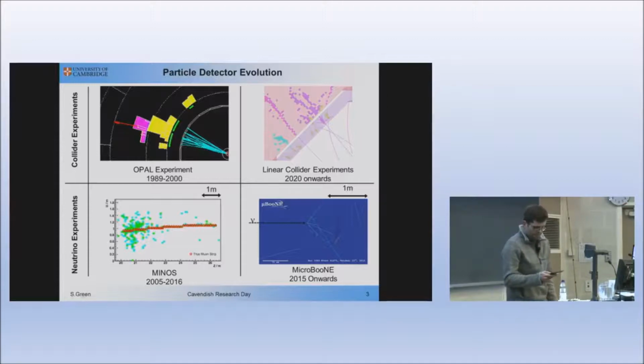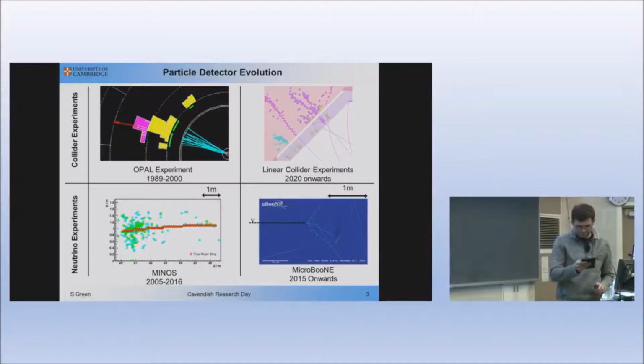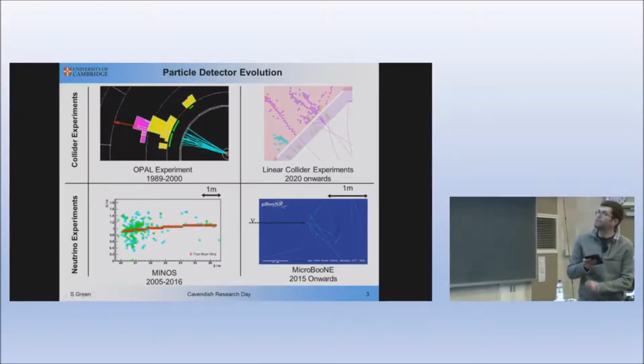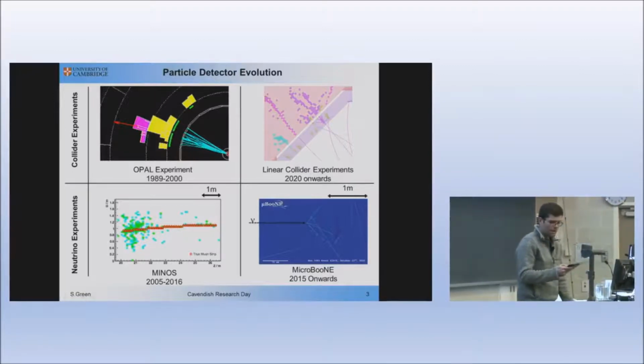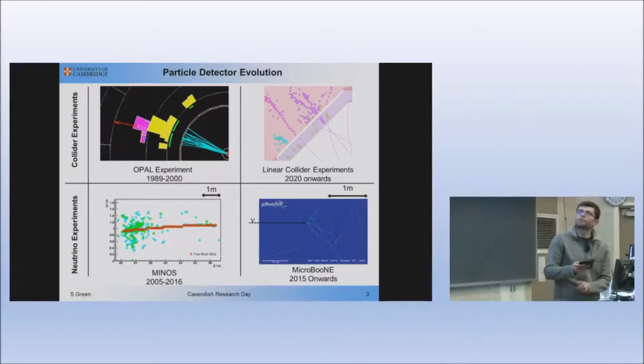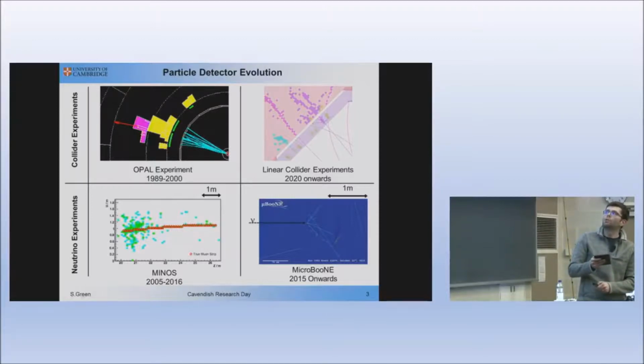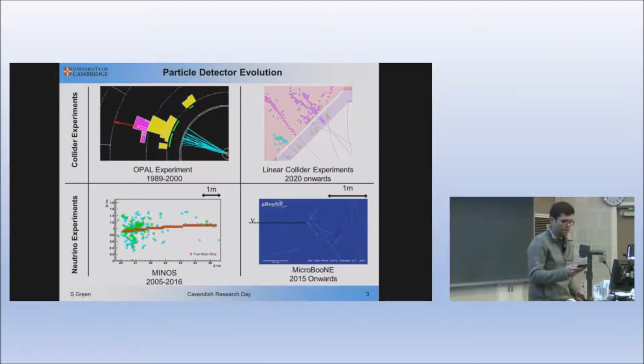On the top of this slide, we've got examples from collider experiments. On the left here, we've got the Opal experiment, which was about 30 years old. And on the right, we've got the linear collider experiment, which is a next-generation particle collider. And below that, we've got a similar comparison for neutrino experiments. On the left here, we have MINOS, which began taking data 13 years ago. And on the right, we have MicroBooNE, which began taking data 3 years ago.